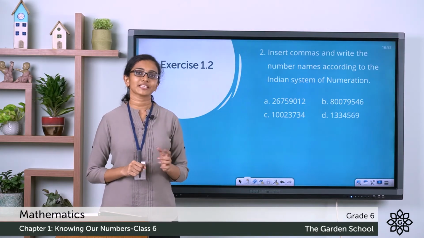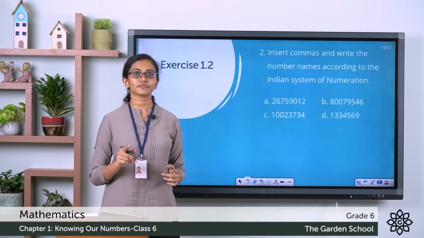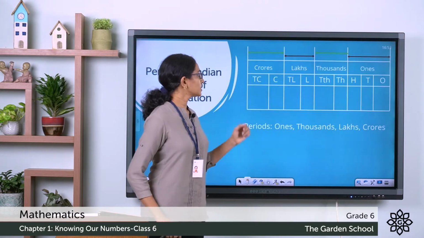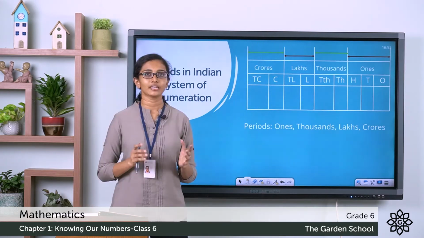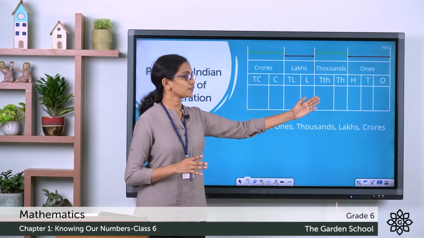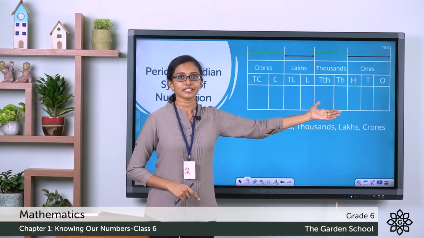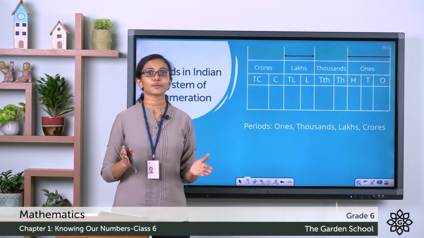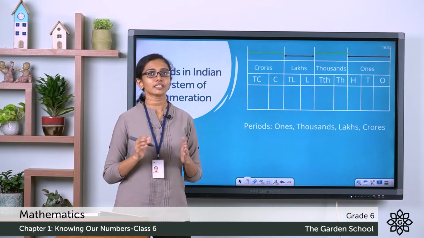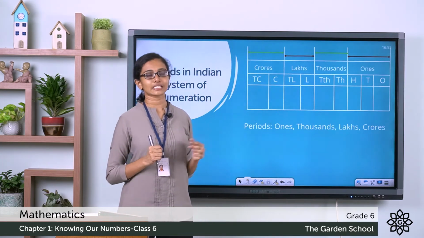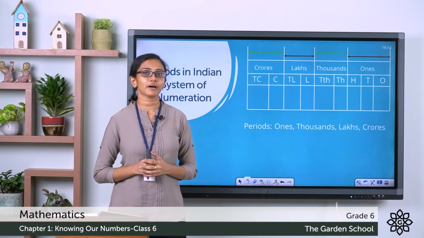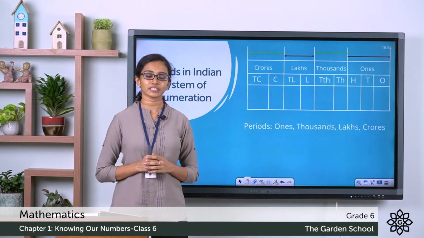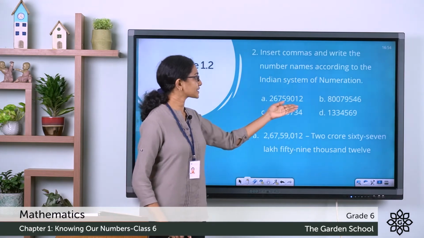So before solving this question, let's have a look at the place value chart belonging to the Indian system of numeration once again. So here you have the place value chart. Keep in mind that the ones period alone has 3 places in it, while all the higher periods have got only 2 places. So when you insert the commas, make sure that you pay attention to these details. So with that in mind, can you try doing this? I'll show you the example of the first question. So the first number here is this one.